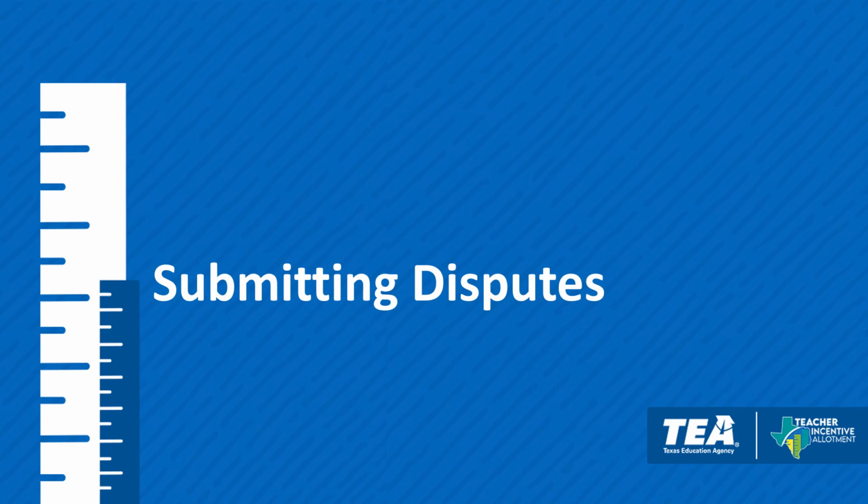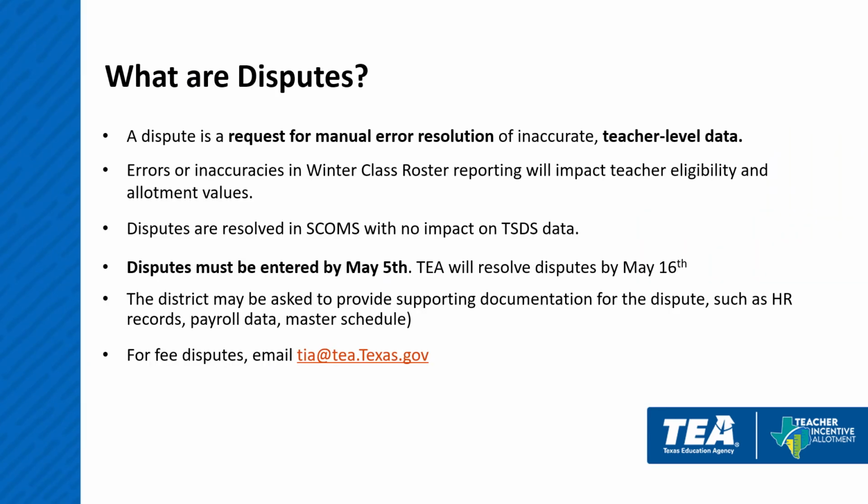If everything in your allotment data looks accurate, there's no need for a dispute, and you'll move straight ahead to confirm. However, if you catch any discrepancies in your local records and SCOMS data, you will need to submit a dispute. So what is a dispute? That's a request for manual error resolution of any data at the teacher level that's inaccurate. Anything that was not correct in winter class roster is going to impact teacher eligibility to generate an allotment or the allotment value. All disputes will be resolved in SCOMS by our TIA team. It will have no impact on TSDS data. We won't be doing any correcting of winter roster data. We'll just make adjustments in SCOMS to reprocess any allotments that were inaccurate.